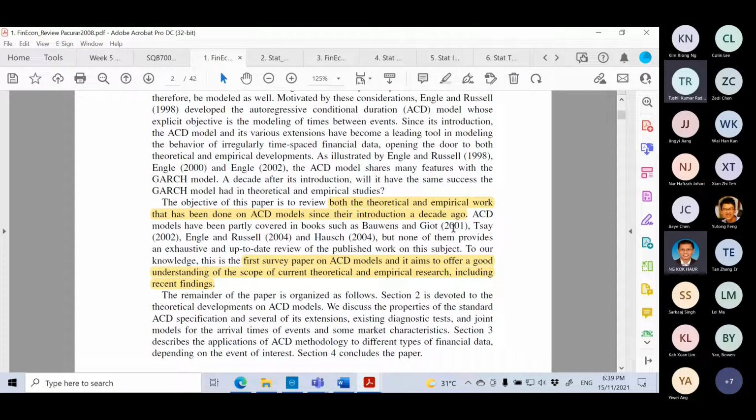Maybe Bauwens and Giot in 2001 only included the first model. Shephard in 2002 also included only two or three models. Then after that, Engle and Russell included other models. They are not comprehensive. So this is one of the selling points of this research paper, where they claim that they are the first survey paper.